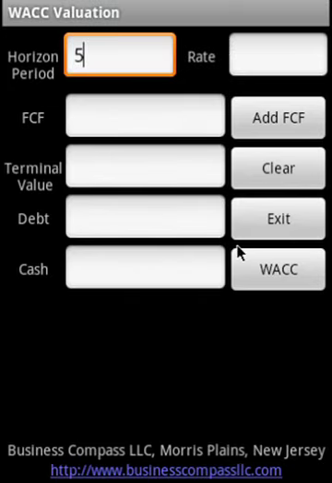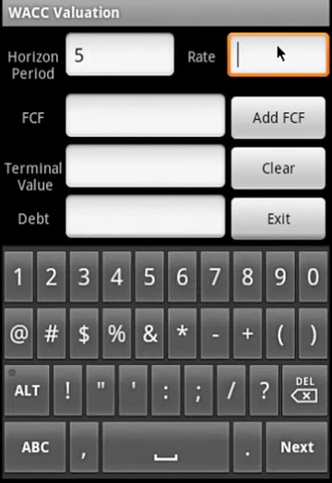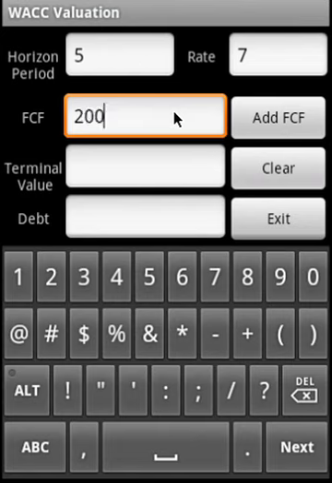Let's take a look at the WACC valuation. So we specify horizon period 5 years, interest rate is 7%, and risk free, so we're going to add free cash flows.